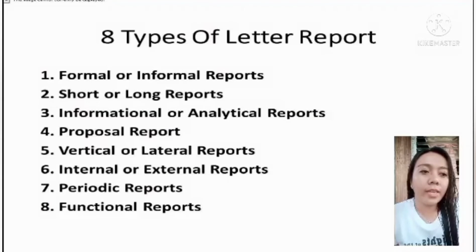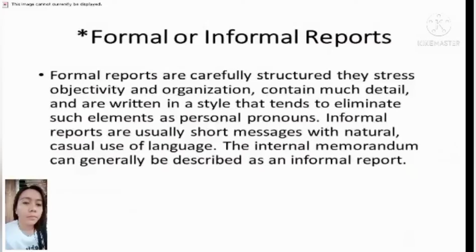Today, I will discuss my report, which is an example of a letter report. These are the eight types of letter report. First is formal or informal report. Second is short or long report. Third is informational or analytical reports. Fourth is proposal report. Fifth is vertical or lateral report. Sixth is internal or external report. Seventh is periodic report. And last is functional report.